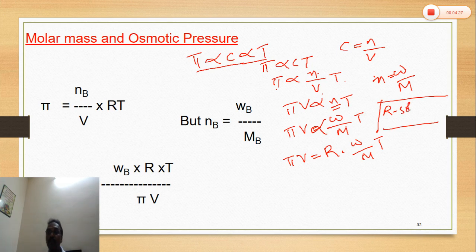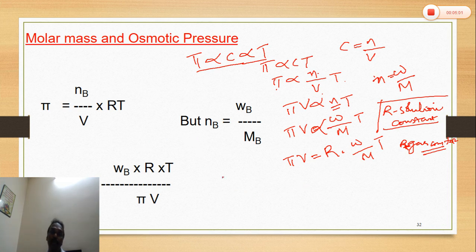R is the solution constant. We studied R as a gas constant in states of matter, in the gaseous state, in gas laws. Here it is a solution constant. So we can write pi V is equal to R into W by M into T.